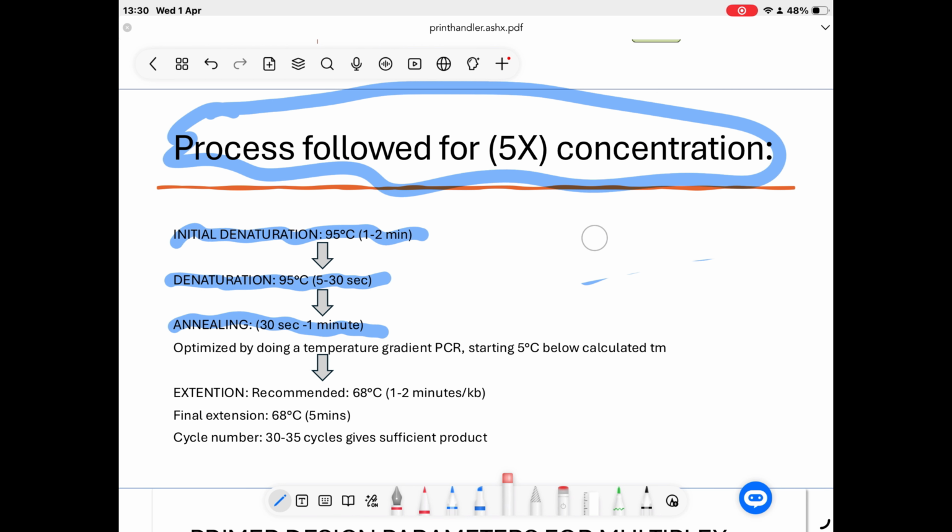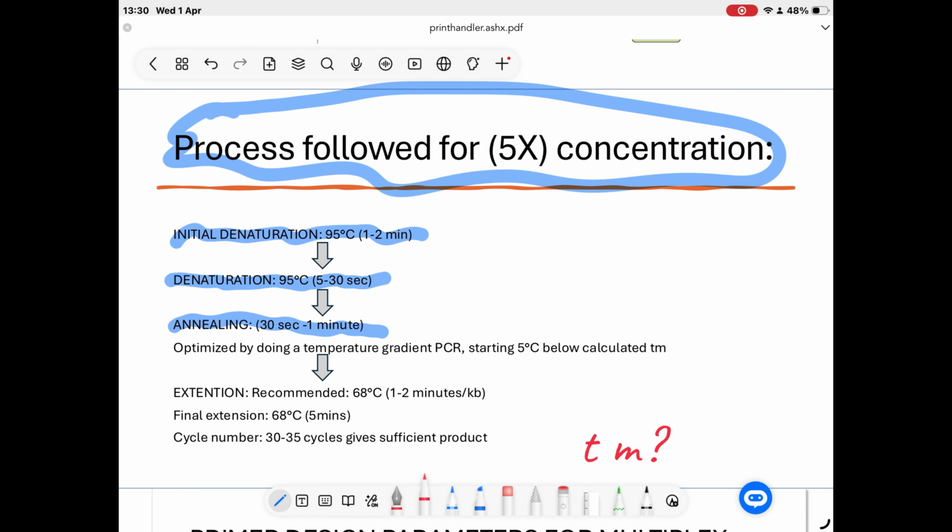Okay, I have to ask. Why intentionally start colder? Why do we abandon the mathematical certainty of the calculator? What are we trying to provoke in the reaction? Because the algorithms calculating Tm are theoretical, they assume a perfect aqueous environment. But as we just discussed, our tube is full of DMSO, 2x buffer, competing dNTPs, and massive amounts of background DNA. The physical reality of the tube alters the true annealing temperature.